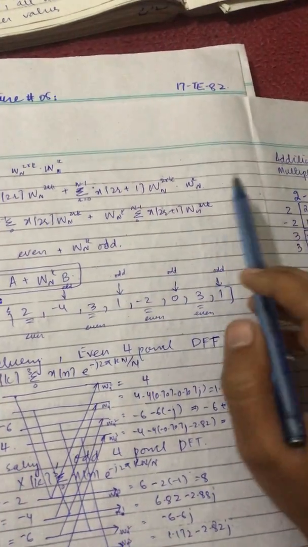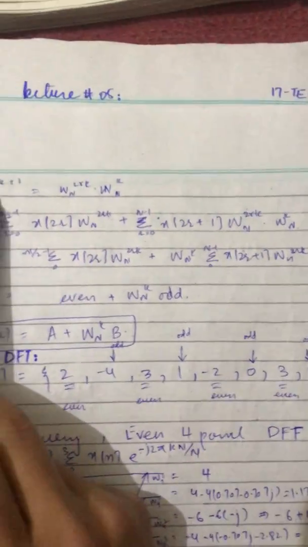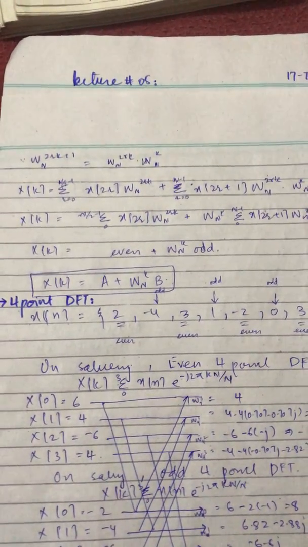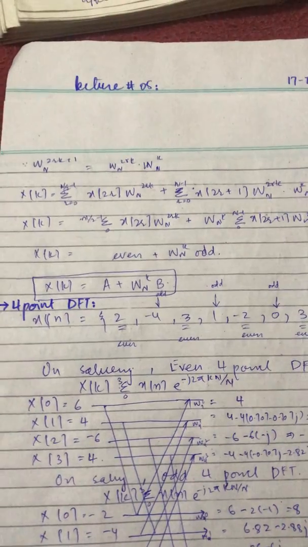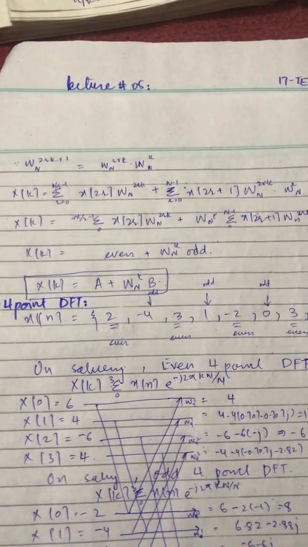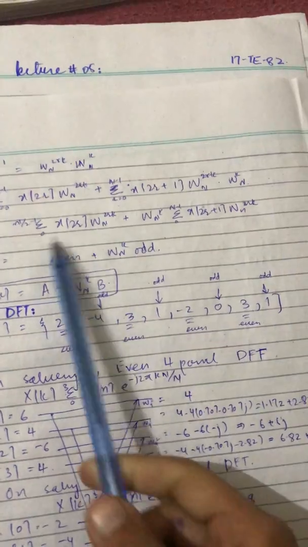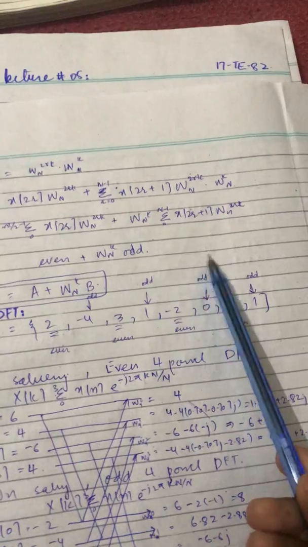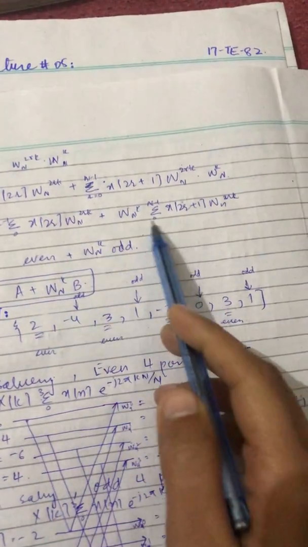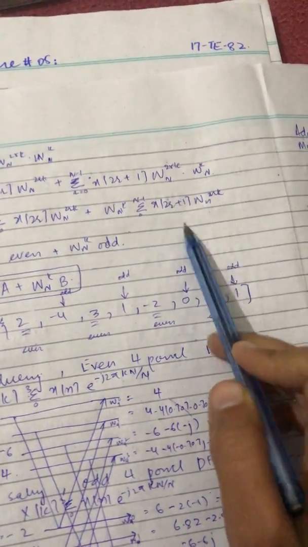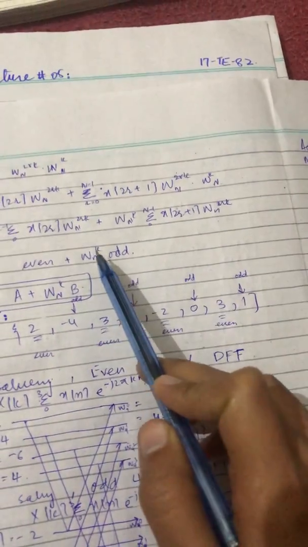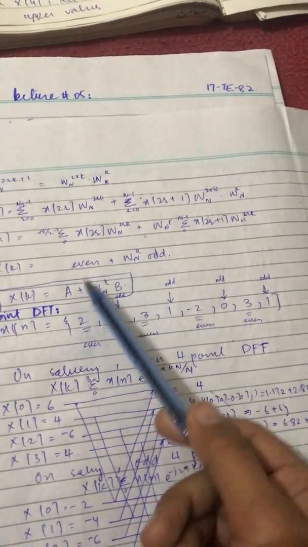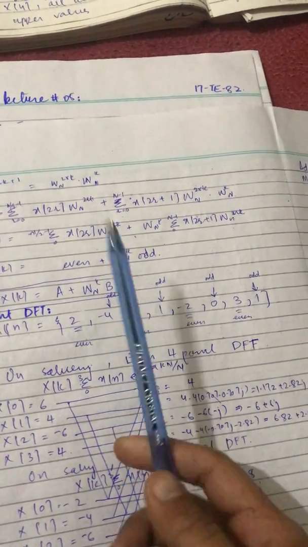On solving these, if something is adding in the power, it means that their bases are same and their indexes are multiplying. So we can separate these two terms from this, and then after solving we'll get this. This is the even part and this is the odd part, and the odd part is multiplying with the omega n k. Let the even part be equal to a and the odd part be equal to b.